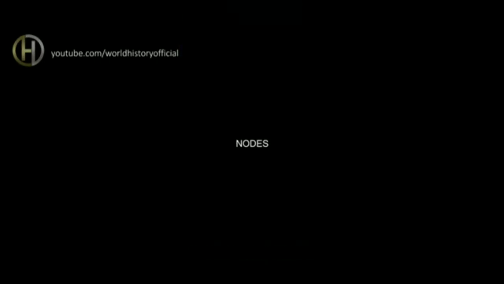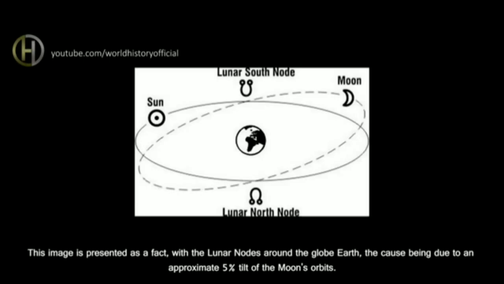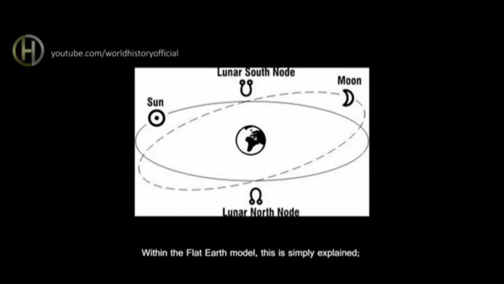Nodes. This image is presented as a fact, with the lunar nodes around the globe Earth, the cause being due to an approximate 5% tilt of the moon's orbit. Within the flat Earth model, this is simply explained.